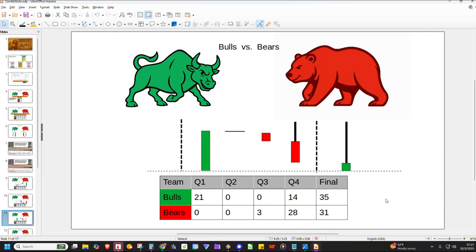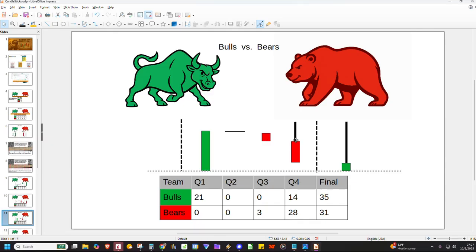Here's a different example. This one was a much closer final score of 35 to 31, like we were talking about earlier. But let's look at how the candles shaped up at the 15-minute slices. So bulls come out 21 to 0. Second quarter was scoreless, so we don't even have any shadows on this bar. It just opens and closes at the same point. Momentum shifts to the bear side.